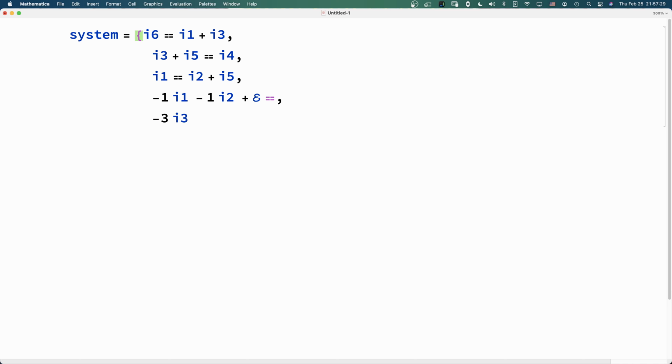Minus 3 I3 plus 1 I5 plus 1 I1 equals 0. Oops, I see I have forgotten to put a 0 there. That would be bad. Then finally, to round out our system, minus 1 I5 minus 5 I4 plus 1 I2 equals 0.